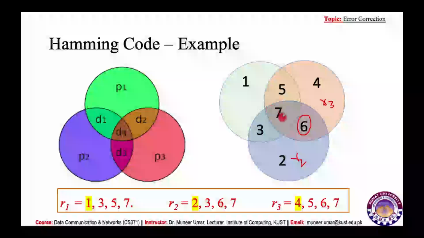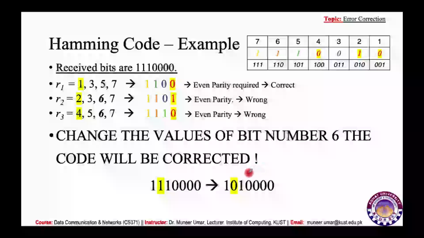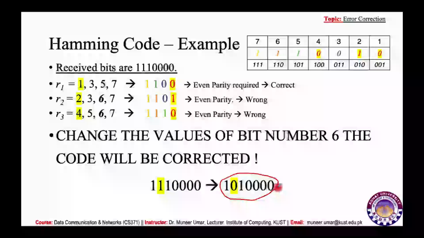not in R1, and also not only in R3 or only in R2. So this is the only bit which is present in R3 and R2. So bit number 6 is the only bit which is present in R2 and R3. Now if we change this bit to 0, then we will correct the received data. This data can be processed by the receiver.